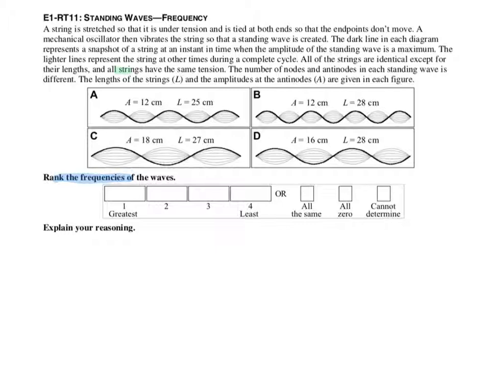Most importantly, the strings have the same tension and they are identical, which means they have the same linear density, which means together that they all have the same speed v. So they're all the same velocities.